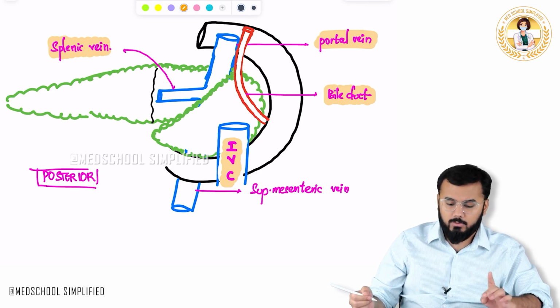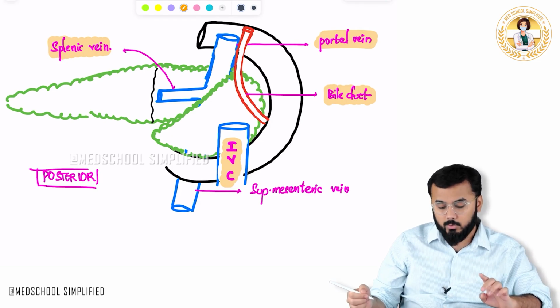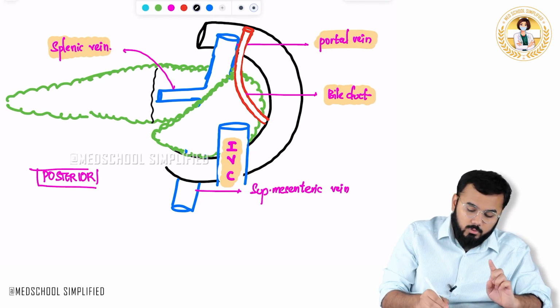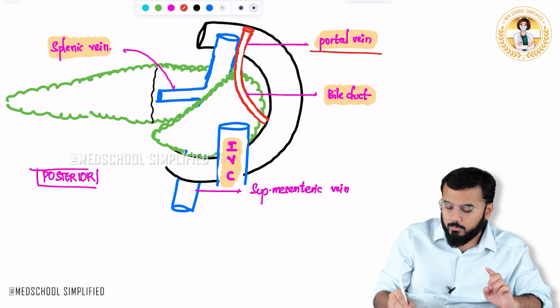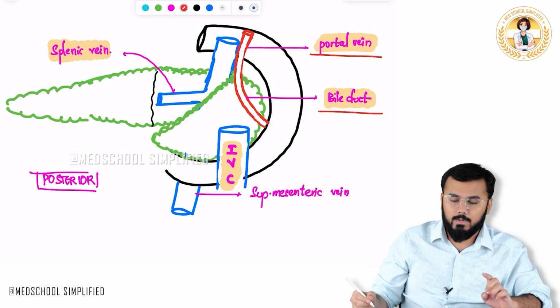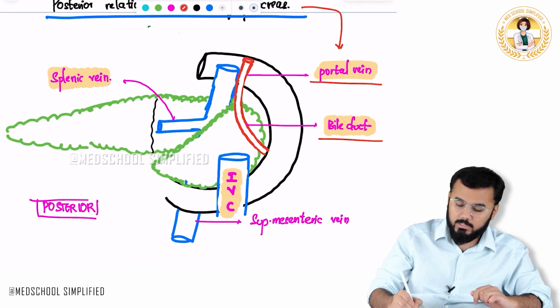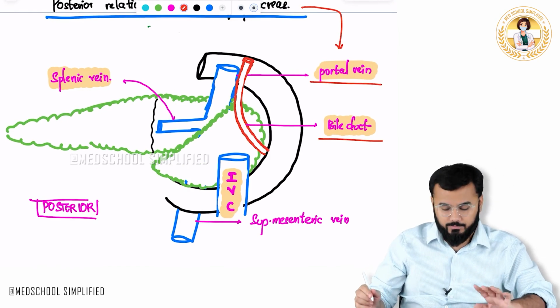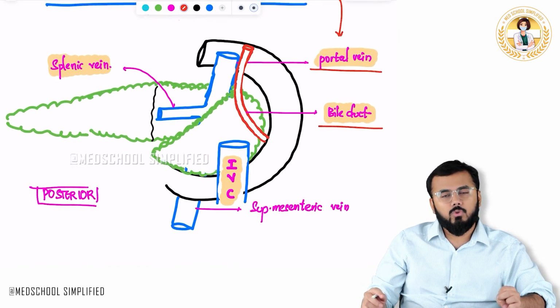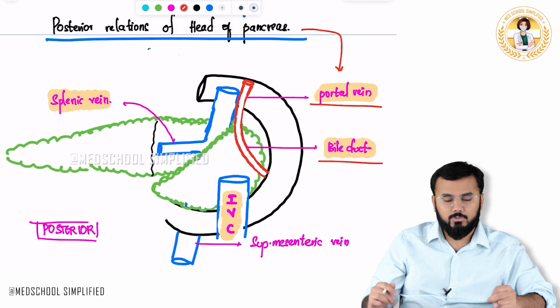Okay, but in the textbooks specifically there are only two structures that are given. What are those two structures? One is the portal vein, another one is the bile duct. So these are the structures that are given as a posterior relation. Okay, so this is all you need to know regarding the posterior relations of the head of the pancreas.